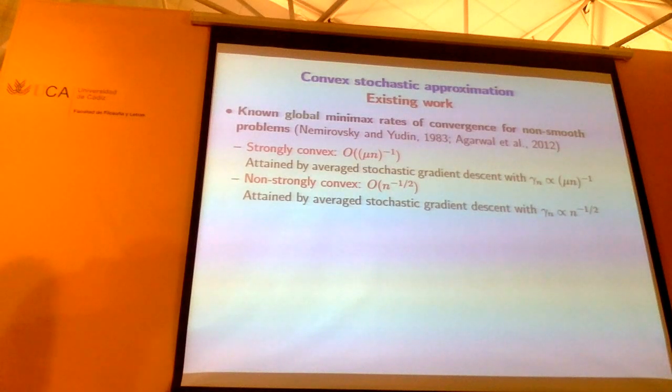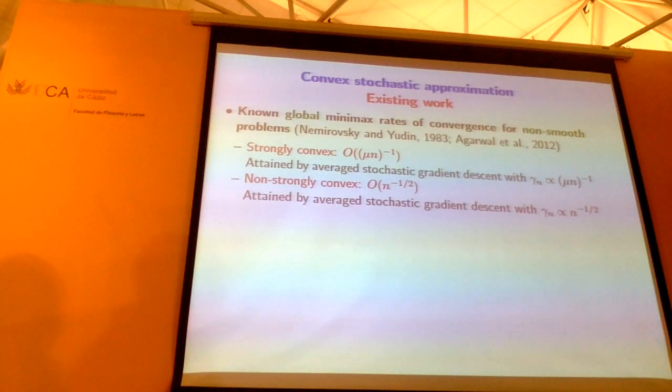Just a summary of what we have seen. If you work on non-smooth optimization, the best you can do if you're strongly convex is 1 over n, and this was achieved by averaged SGD with a step size decaying with n. Whereas if you just assume convexity, so a potentially harder problem, then you get only 1 over root n, which is achieved by a different step size. You can see from the start that we lose adaptivity to the problem difficulty.